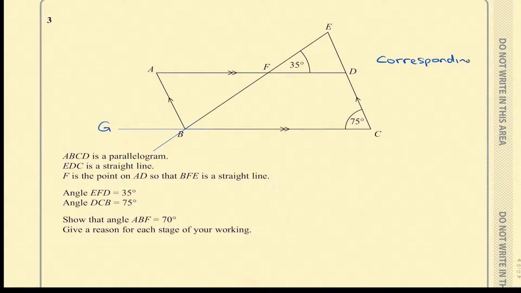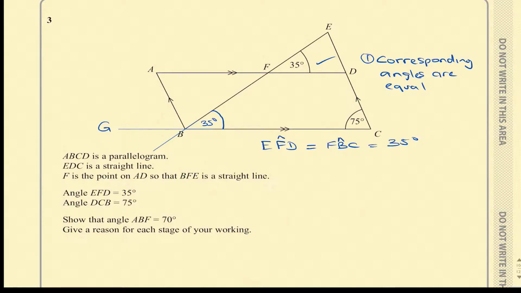Corresponding angles are equal. That's one of the reasons. And the corresponding angles I'm looking at is this angle here, which is 35 degrees. This angle is corresponding to that angle over there. So angle EFD is corresponding to angle FBC, and that equals 35 degrees.